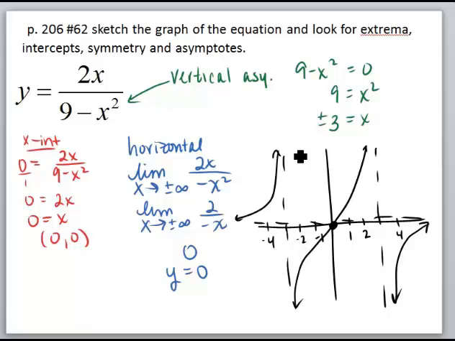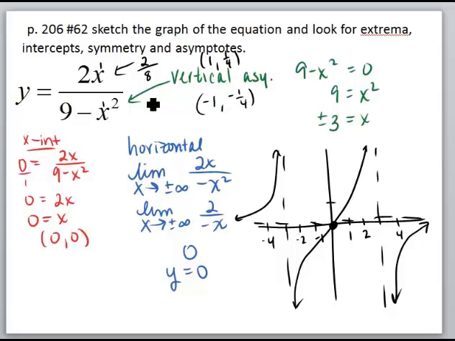This is actually symmetric about the origin, and how I know that is that the point 1, 1, I guess that isn't necessarily 1, 1. Let's see, this would be 2 on top if I was to put 1 in for x, and I'd have 8 on the bottom. So I would actually have 1/4. So the point 1, 1/4 is on the graph, and so is negative 1, negative 1/4.